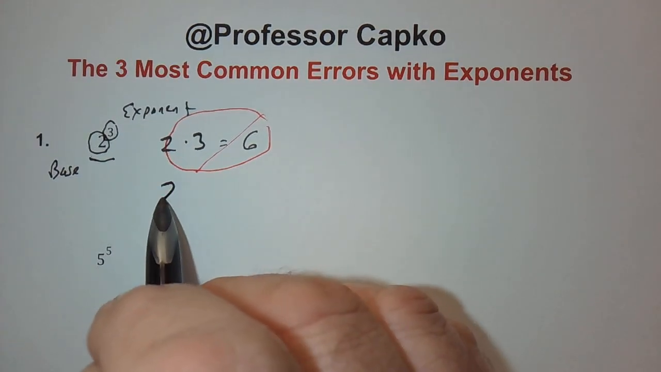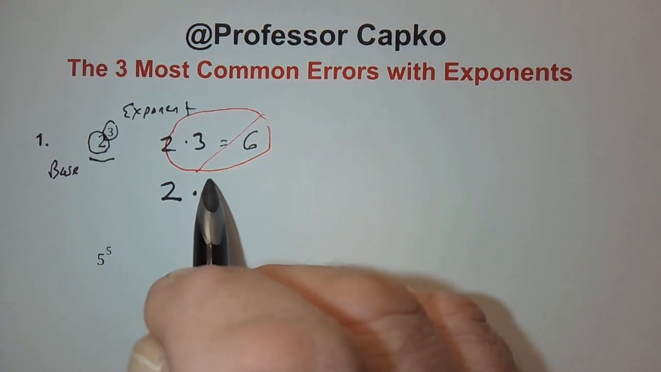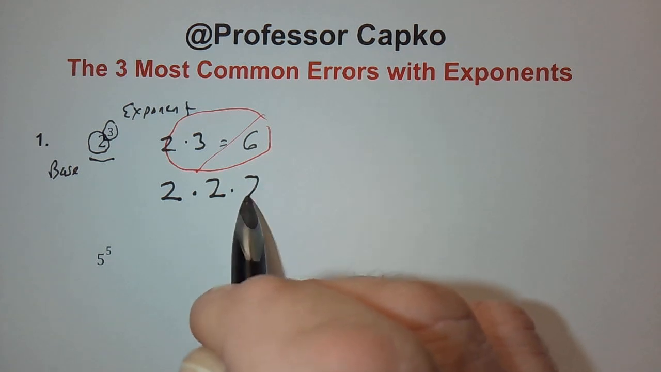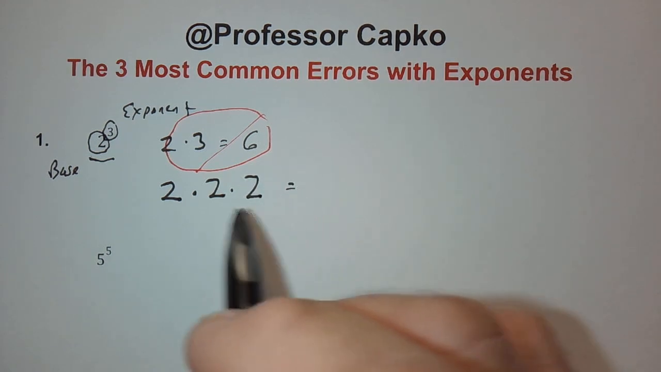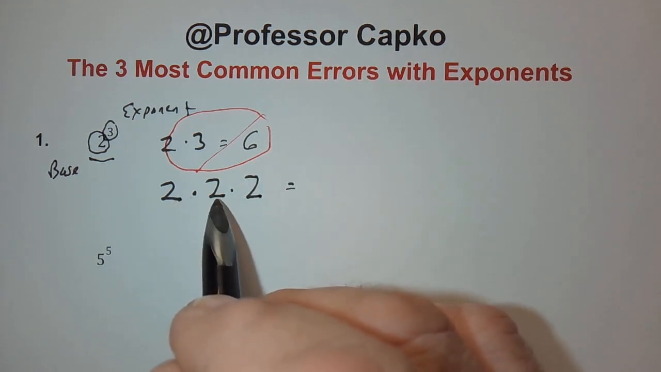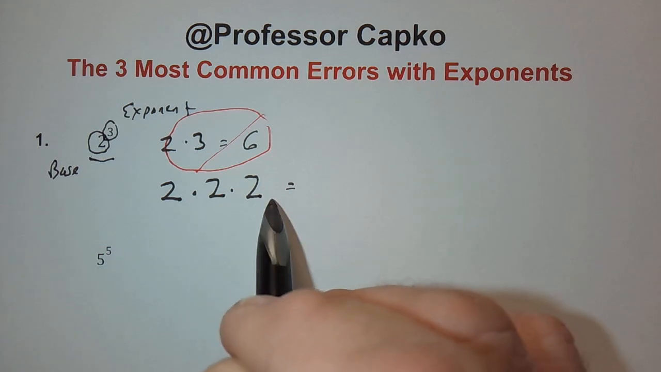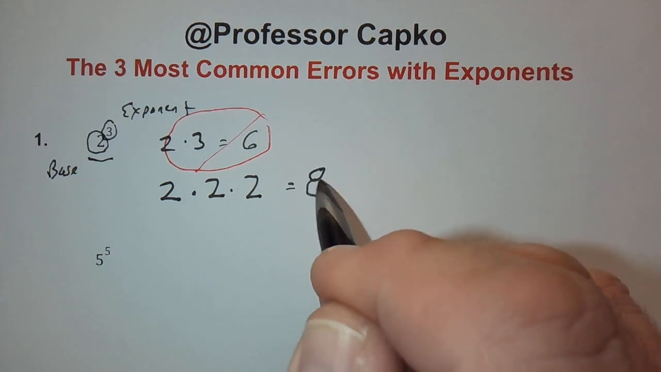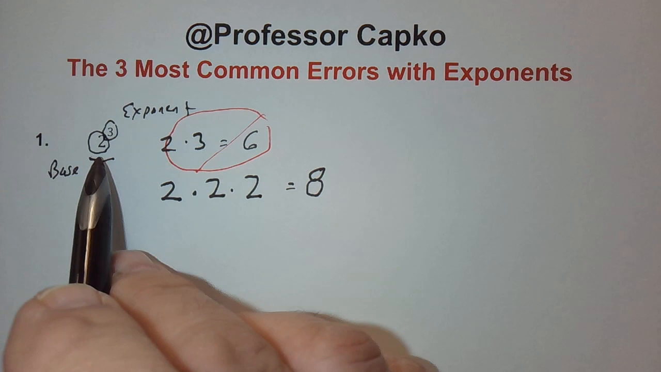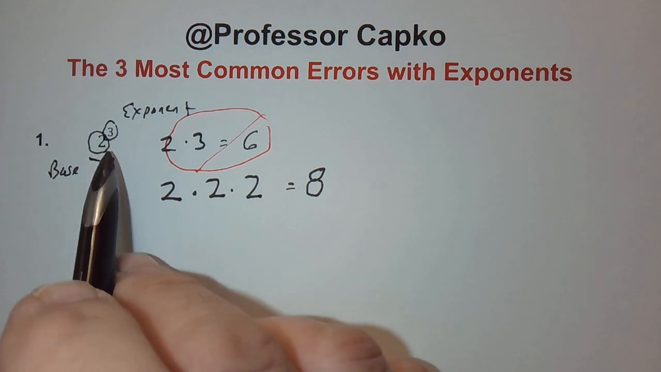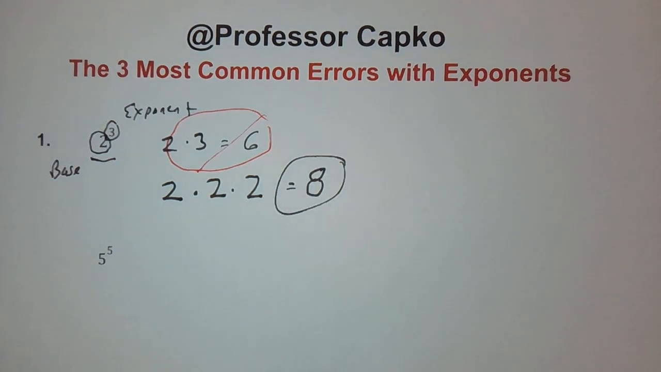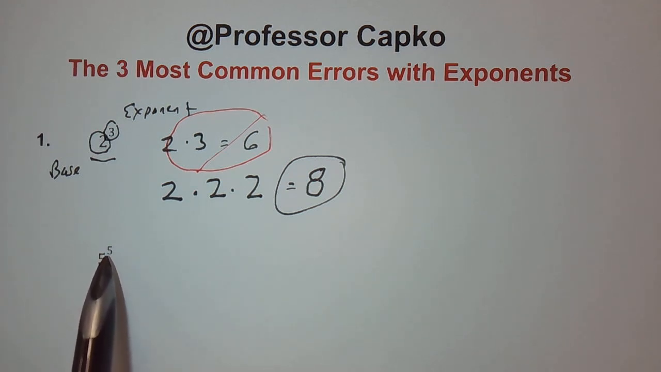So in reality, what we have here is 2 times 2 times 2. And we know that 2 times 2 is 4, and 4 times 2 is 8. So the correct answer to 2 raised to the third power is 8. Let's look at another example of the same thing. We've got 5 raised to the fifth power.